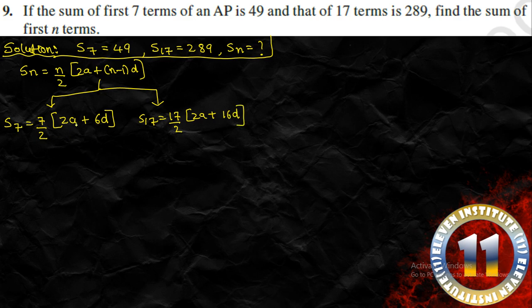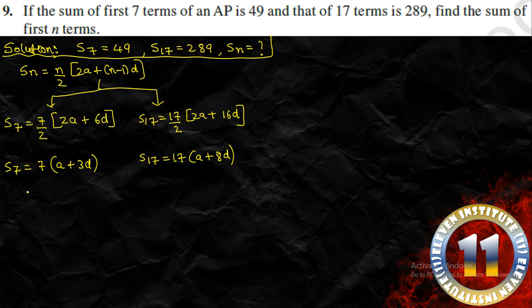Right? Now this 2 can be cancelled out over here because here also an even number is there, here also an even number is there. So what we can do is S7 is equal to 7 multiplied by a plus 3d. See, this 2 will cancel with this 2 and here 2 3s are 6. So we have S7 is equal to 7 times a plus 3d. Similarly, over here we have S17 is equal to 17 multiplied by a plus 8d. 2 and 2 will cancel and here 2 8s are 16. Fine, I hope this is clear to you.